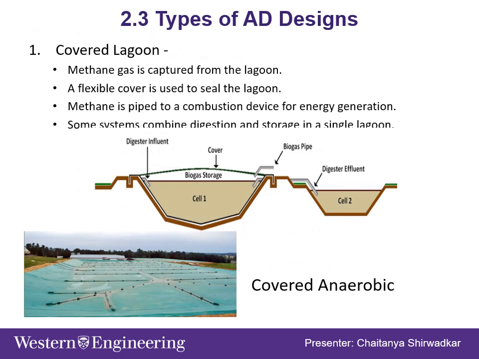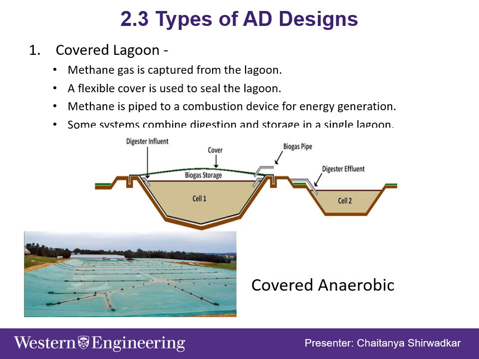Now, we will see the types of anaerobic digester designs, starting with a covered anaerobic lagoon. A covered anaerobic lagoon is a large open pond covered by a flexible material. This cover traps the biogas produced during the digestion process, primarily methane, which is then collected and piped to a combustion device for energy generation.